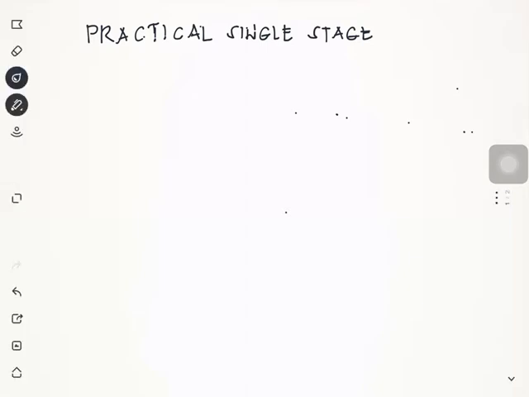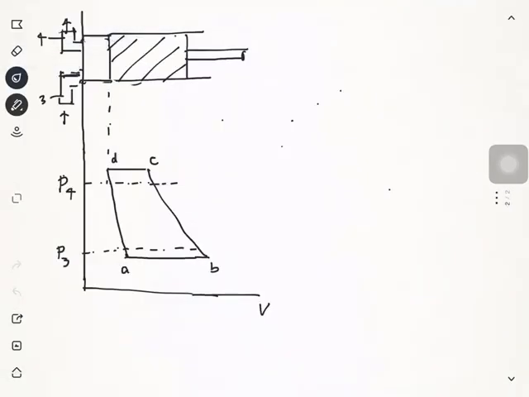So, considering this figure, this is the pressure versus the volume of our cylinder in our compressor. The diagram is somewhat idealized with respect to compressor valve operation.